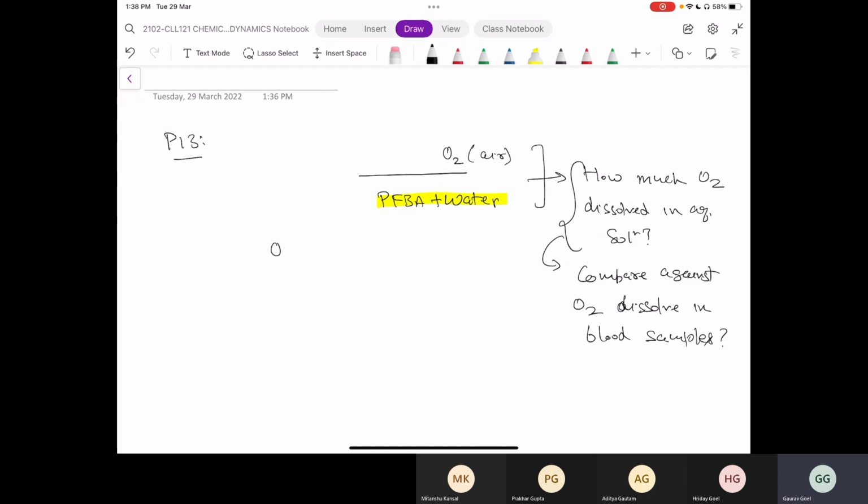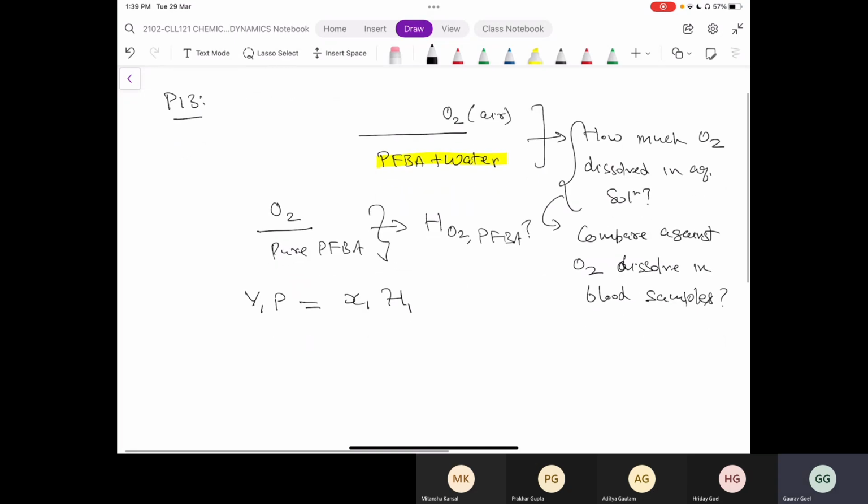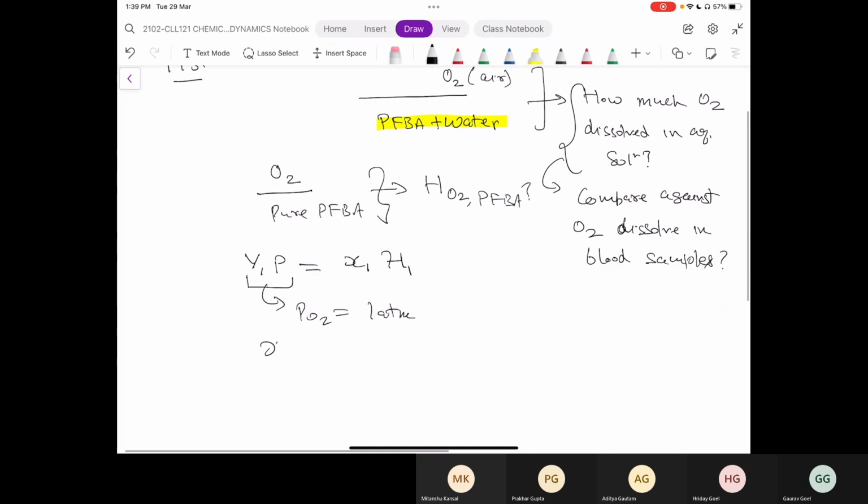So first part is asking you, on the basis of data given for oxygen equilibrated against pure PFBA, use this information to get the Henry's coefficient of oxygen in PFBA. So that is the first part which is given. So you write the Henry's law. Initially, the data is available for pure oxygen, so oxygen partial pressure is 1 atmosphere. So that is your left hand side. To get H1, I need to calculate X1, mole fraction of oxygen. It is given that 384 ml of O2 is dissolved.